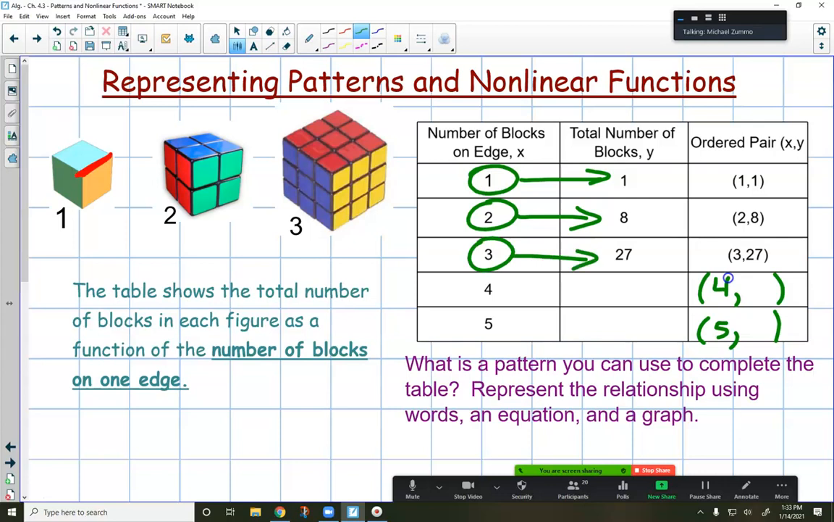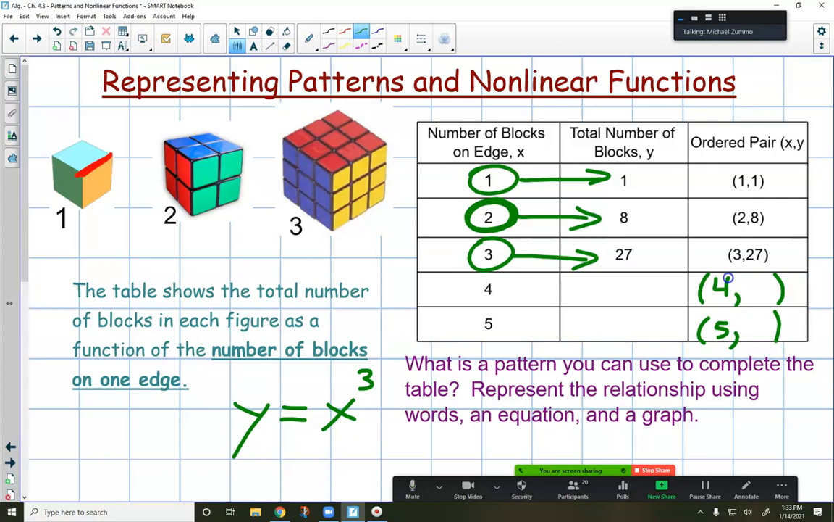We see that 3 is getting to 27. Well, I can kind of think that, well, hey, I know that 2 cubed is 8. And I know that 3 cubed is 27. And 1 cubed will be 1. That can kind of help me to lead to my formula of being y equals x cubed. And later on in this chapter, we'll really break down how we can figure that out from the table. Right?